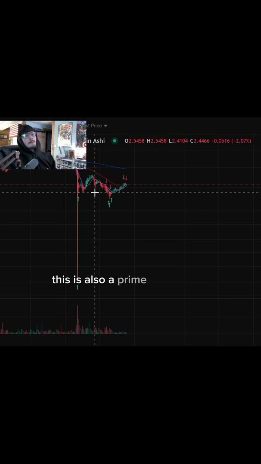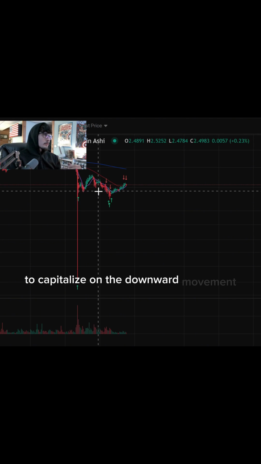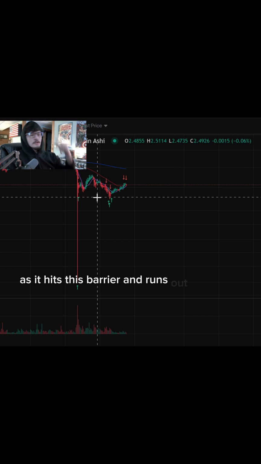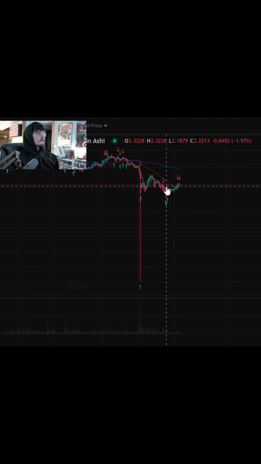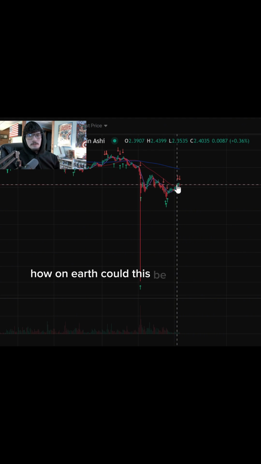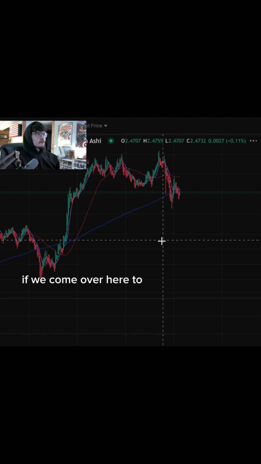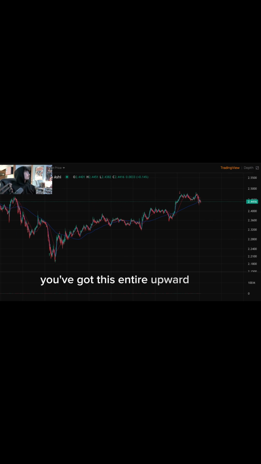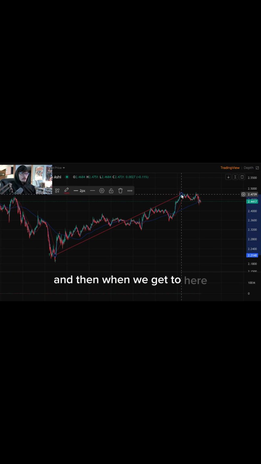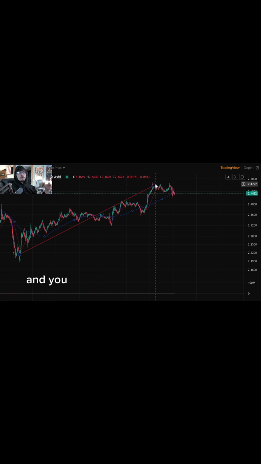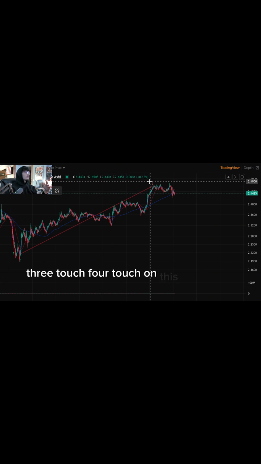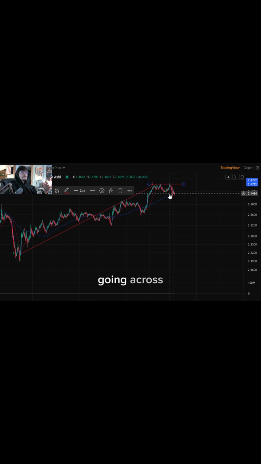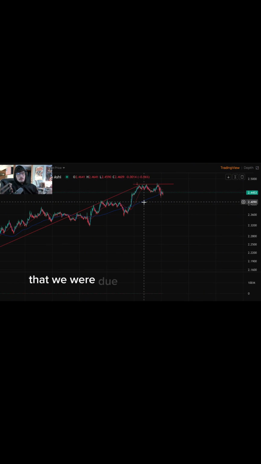This is also a prime opportunity to capitalize on the downward movement as it hits this barrier and runs out of volume with which to sustain the move. Now, you may be thinking, how on earth could this be a profitable move? If we come over here to the 5-minute chart, you can see it a whole lot better in detail. You've got this entire upward move with very little volume sustaining any of it, and then when we get to here, that volume's completely dried up, and you can see we have a quadruple top, right? We have 1 touch, 2 touch, 3 touch, 4 touch on this level right here going across, and it becomes pretty obvious that we were due for a downward move.